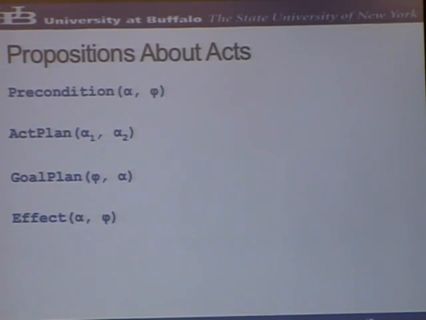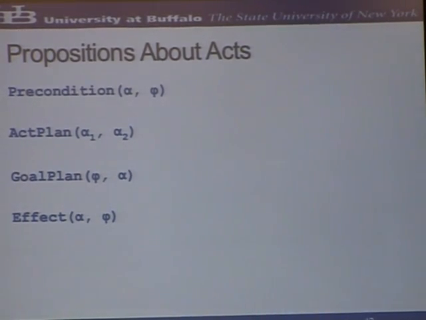So obviously influenced by STRIPS, there are these four propositions that are built in, as it were. And I'll show you the way in which they're built in. Propositions about acts. Precondition takes an act and a proposition, and it says before doing this act, you should make sure that this proposition holds, that you believe it holds anyway. Unfortunately, that has to be a proposition that the agent itself can bring about. Act plan says the way to do act alpha 1 is to do act alpha 2. So presumably alpha 2 is closer to primitive acts.